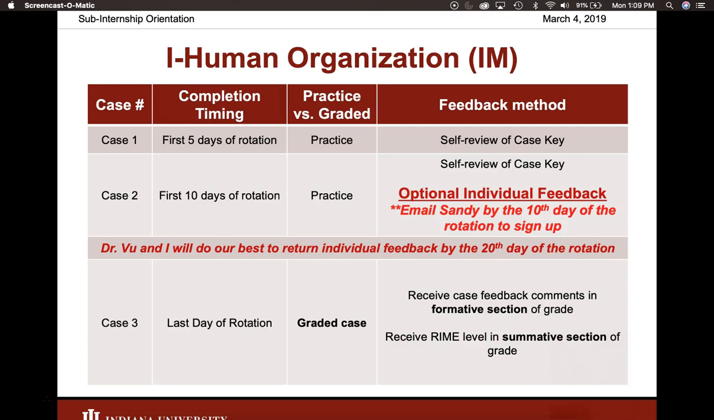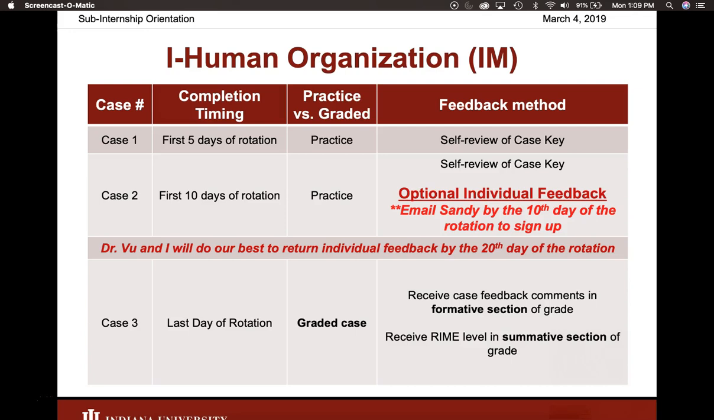And if you'd like, you have the option of obtaining individual feedback from the course director or course co-director on your performance on this second case. The initial feedback will be by email, but if you would like additional face-to-face feedback after you've received the emailed feedback, we can certainly arrange that.